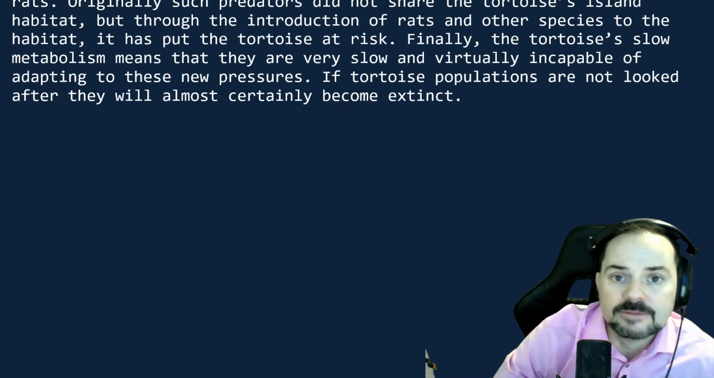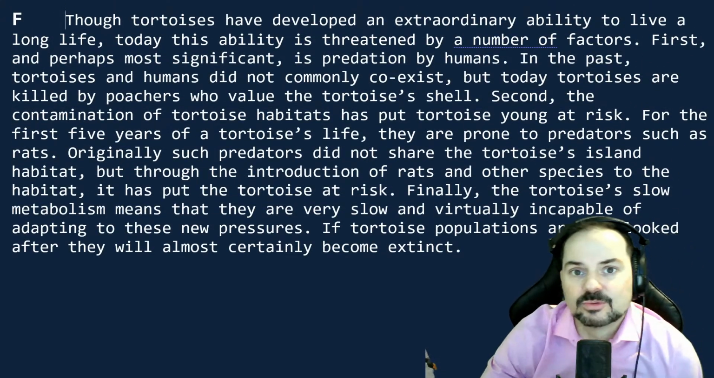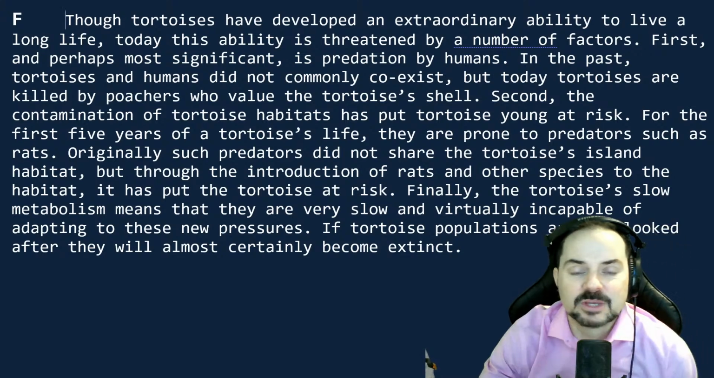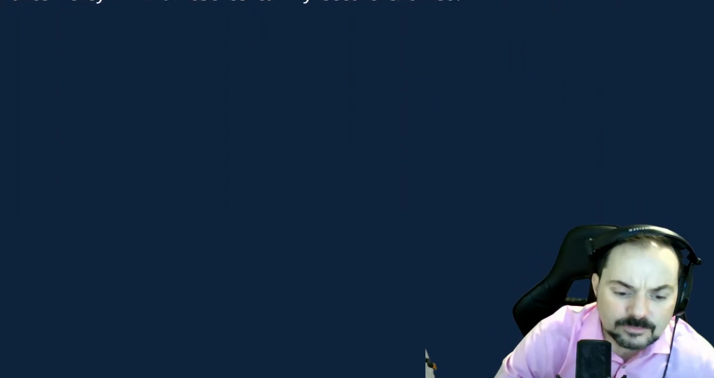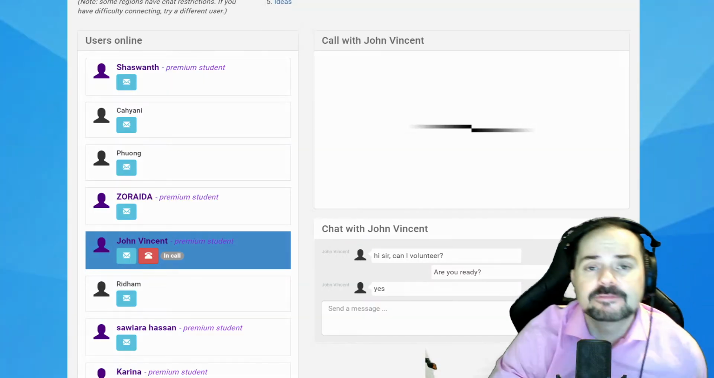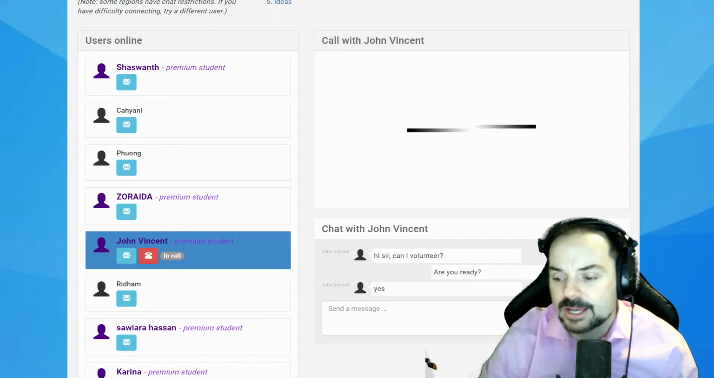Okay, and if we visualize this, we should probably see that we're this tortoise and we're trying to run away from humans and rats, and we can't because we're so slow. So that's what I would see. Okay, John, thank you so much for reading the final paragraph. Hang in there. We're going to do the questions right now. Keep it up, okay?